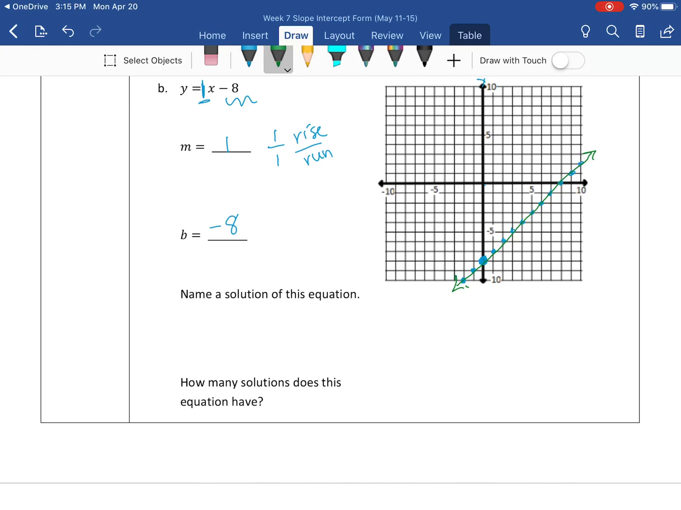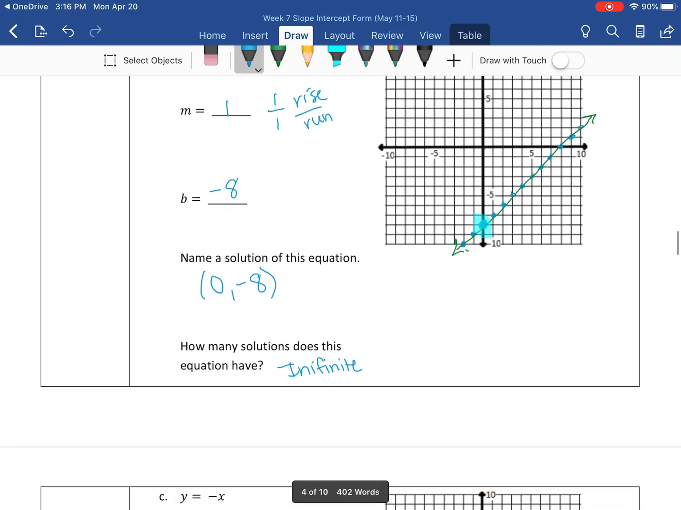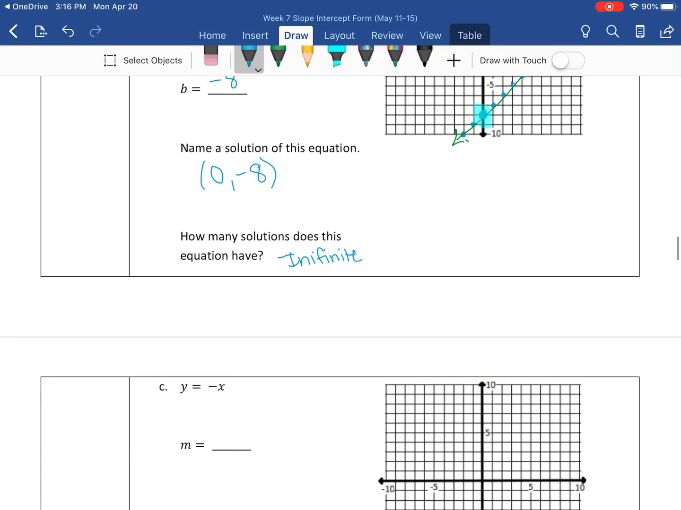Name a solution of this equation. Well, again, remember, you can pick any point on that line. So I'm going to pick my y-intercept just because I can. So for example, the point (0, -8) would be a solution of this. And there are many, many others. In fact, there are an infinite amount because our line's going to keep going on and on forever. And so you could pick any solution you wanted from that line. You don't have to pick the same one as me.